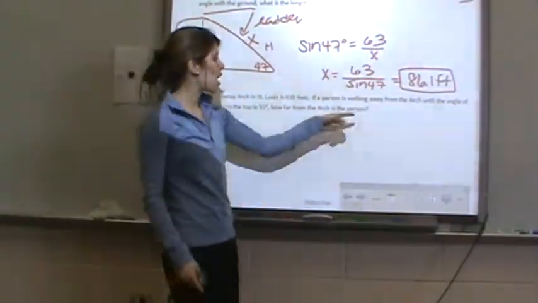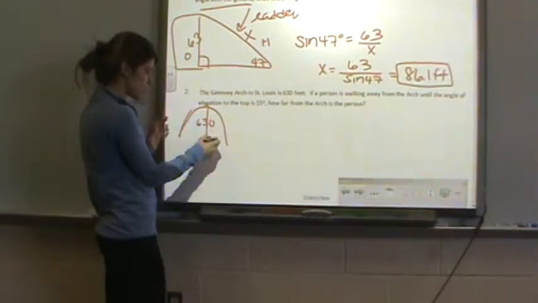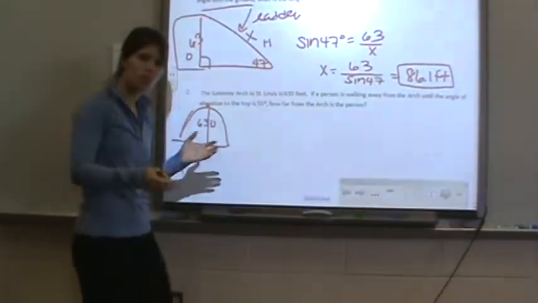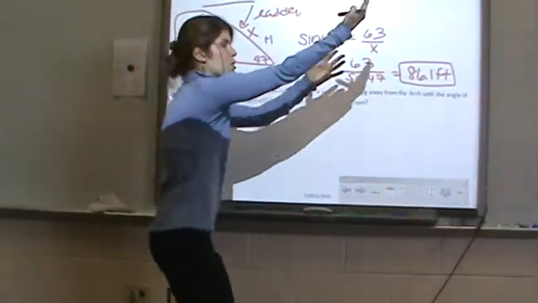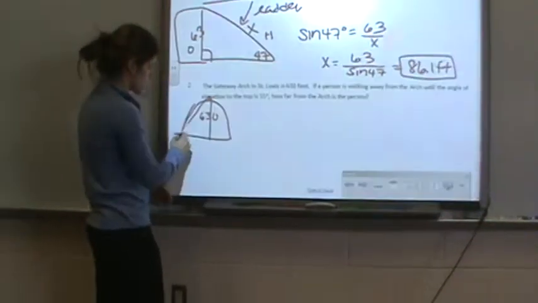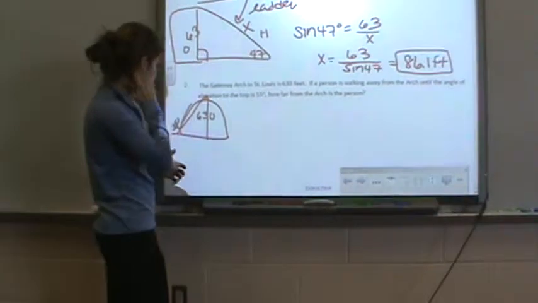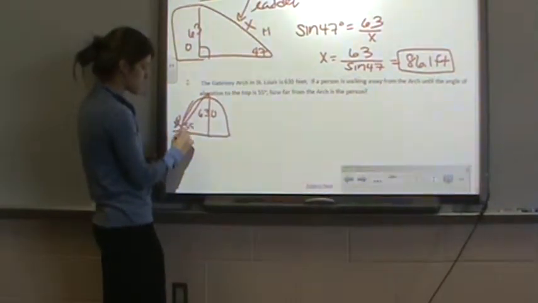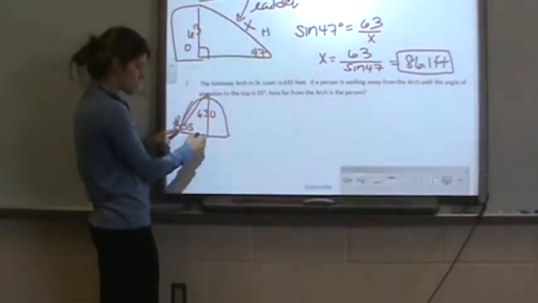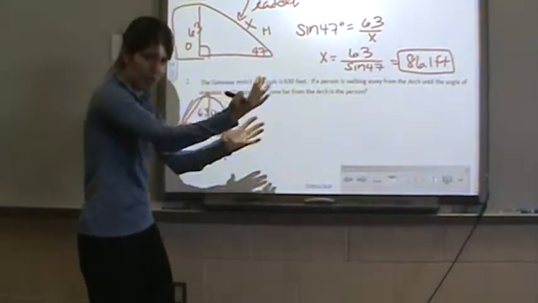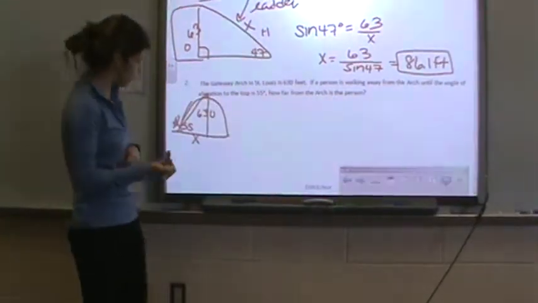Okay? So we want to know how far the arch is from the person. So this is kind of a little hard to draw, as in you're looking at the arch and the person walked away this way. So pretend your little person's over here. I can't really draw in 3D. So the angle from the ground is 55, and we want to know how far she is from the arc. Like I said, pretend this triangle's coming at you.